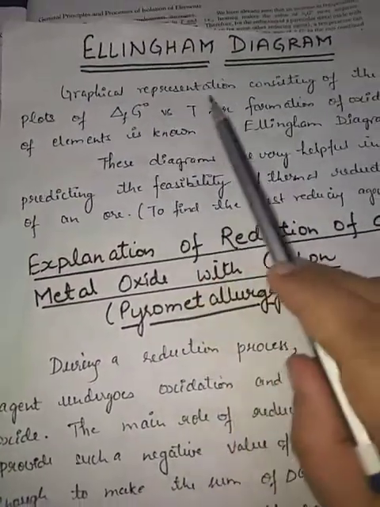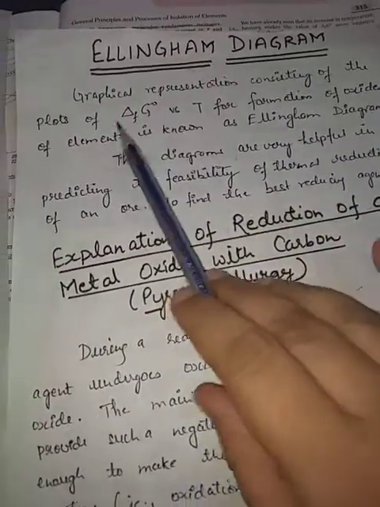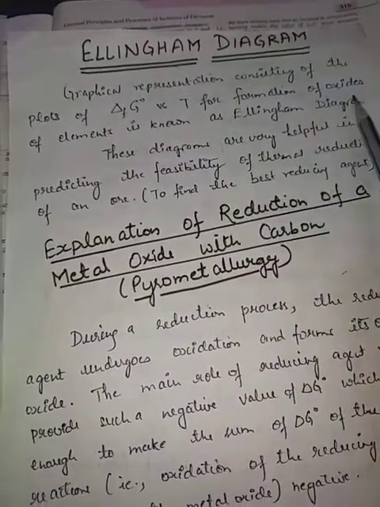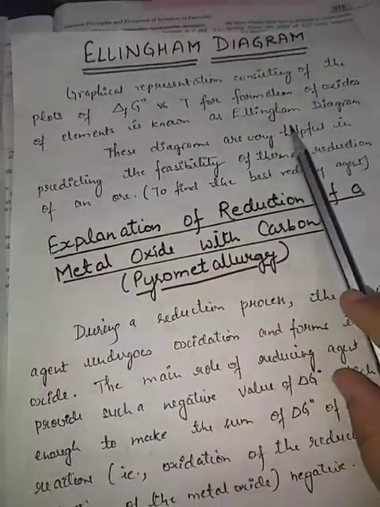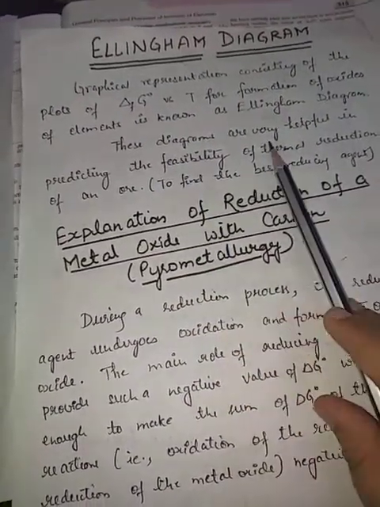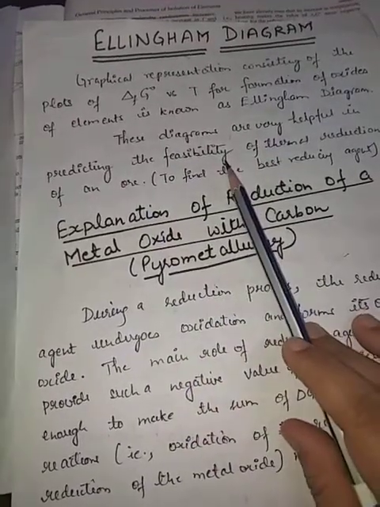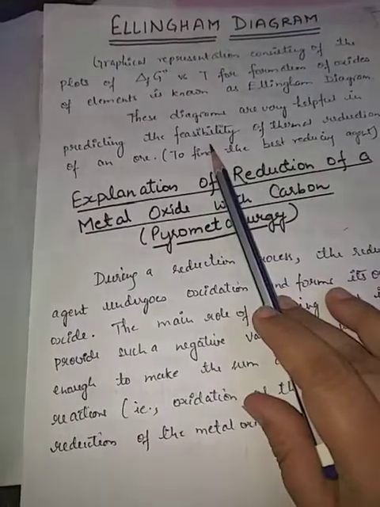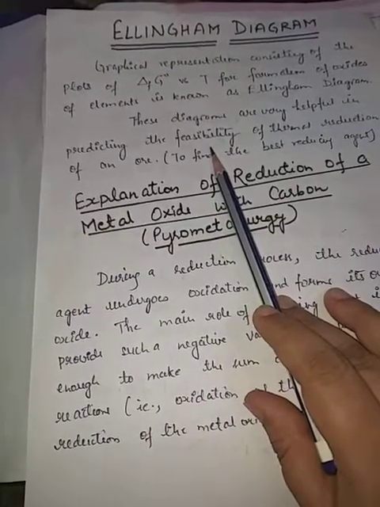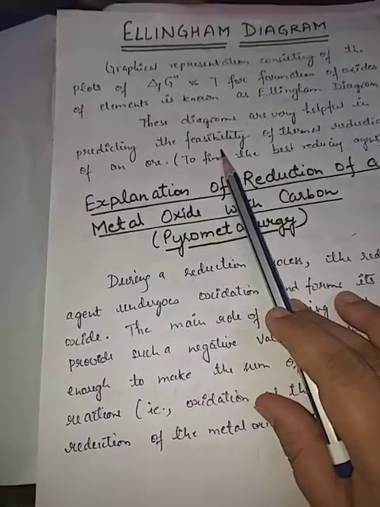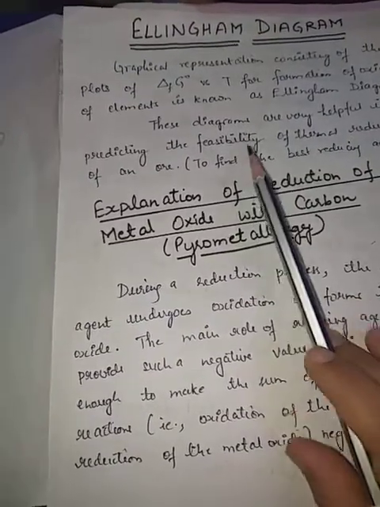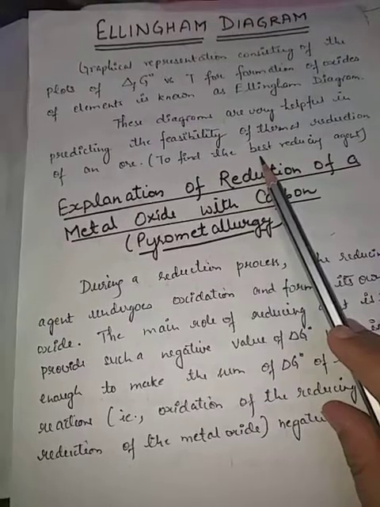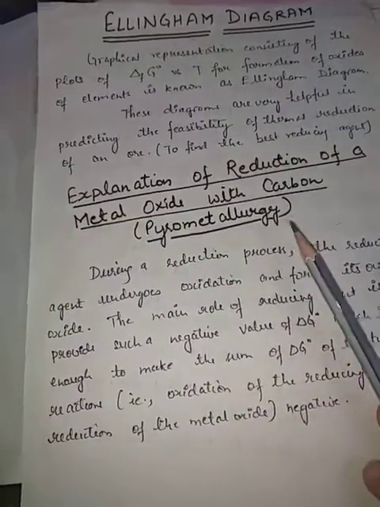The Ellingham diagram is a graphical representation consisting of the plots of delta G naught versus temperature for the formation of oxides of elements. These diagrams are very helpful in predicting the feasibility of thermal reduction, whether the thermal reduction is feasible or not. If delta G naught is negative, then feasible; if positive, then not feasible. By this process we can also find out the best reducing agent.